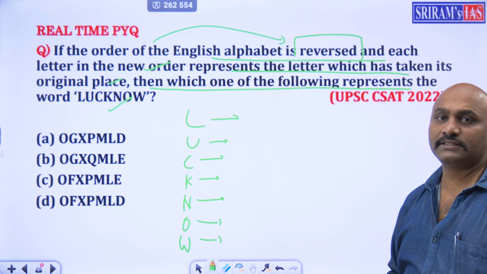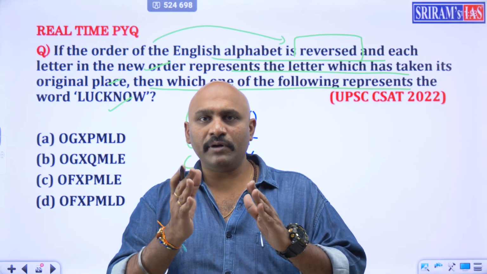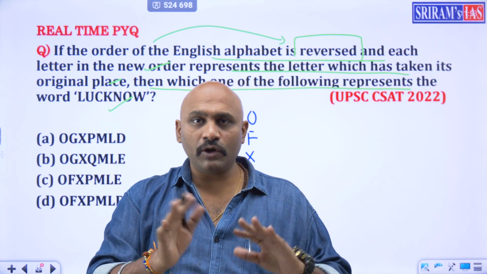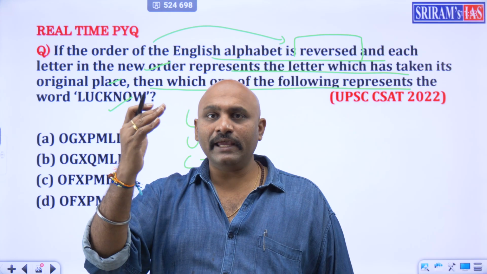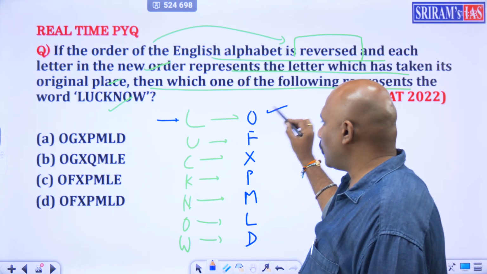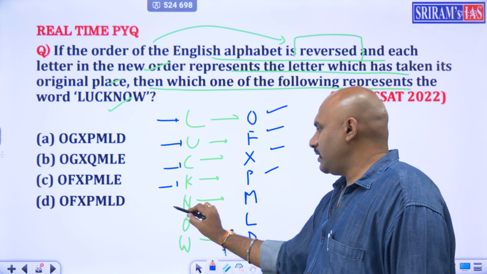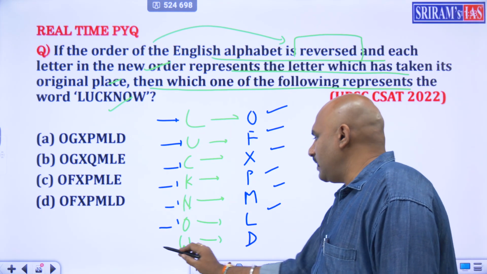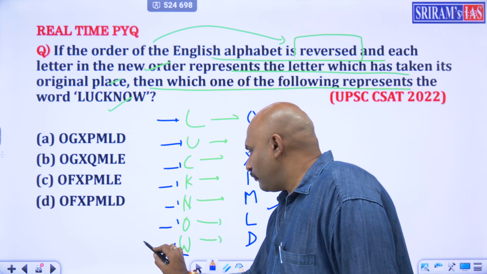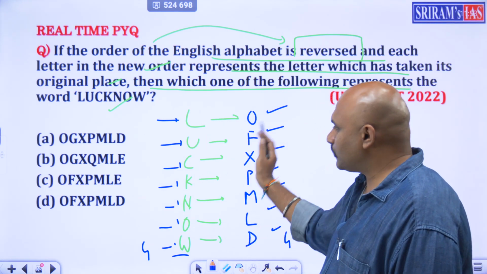So what do we get out of this? This is a major point. So if you observe carefully, A is 1 so it becomes 26, B is 2 so it becomes 25. If we reverse it like that, for L in Lucknow, from the last, what is the number? For example, here if you observe, L becomes O, U becomes F, C becomes X, K becomes P, N becomes M, O becomes L, W becomes T. What is the meaning of this? W is 4 from the last, D is 4 from the first. That is the meaning. Likewise all these words, the counterparts.